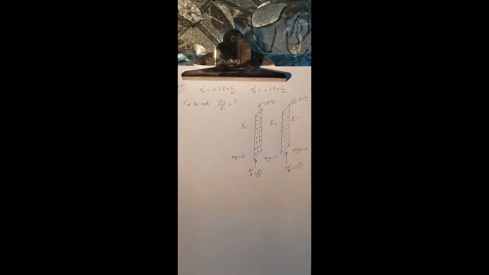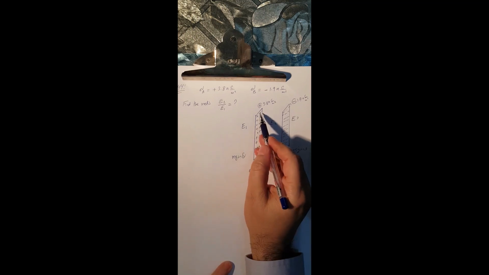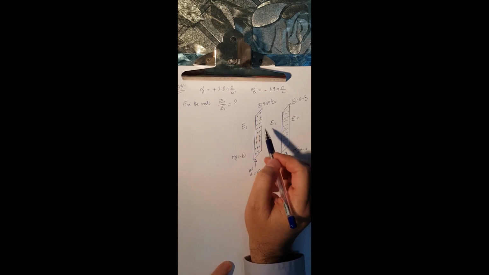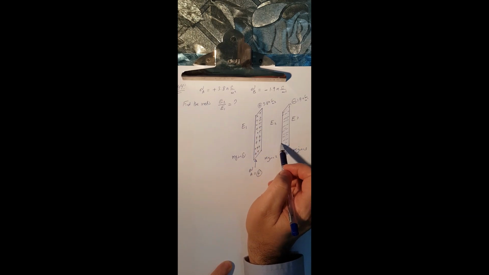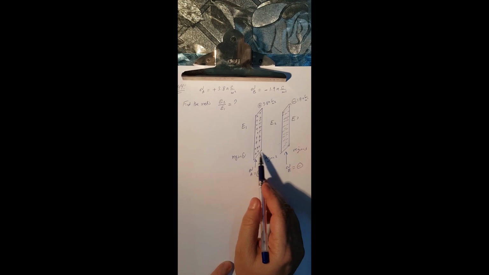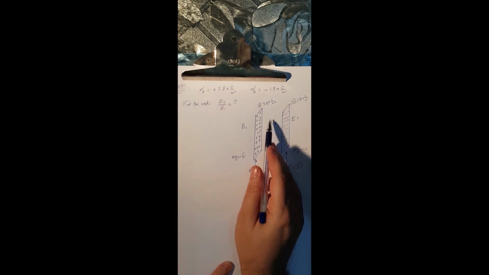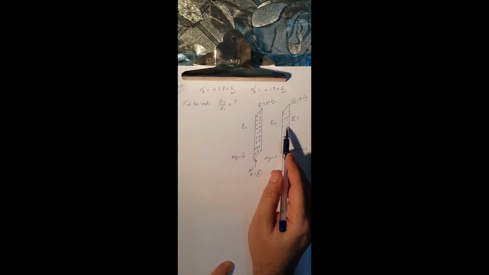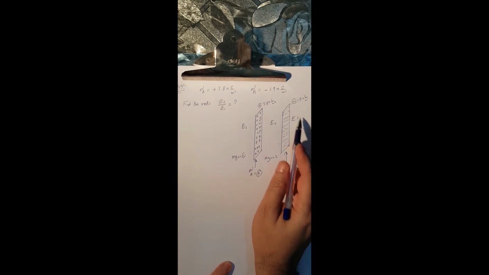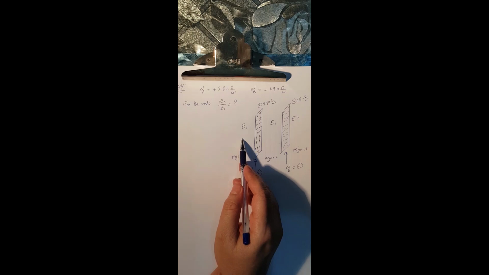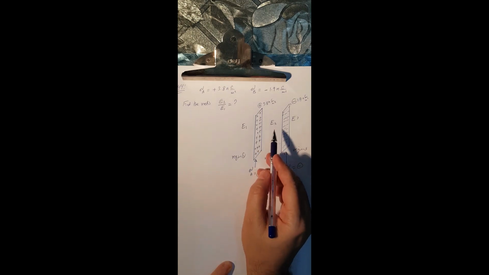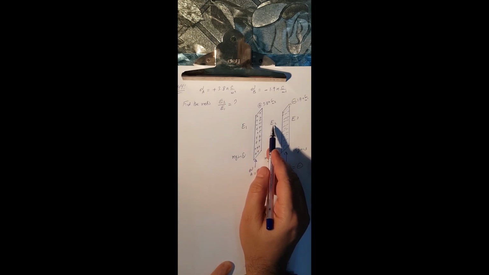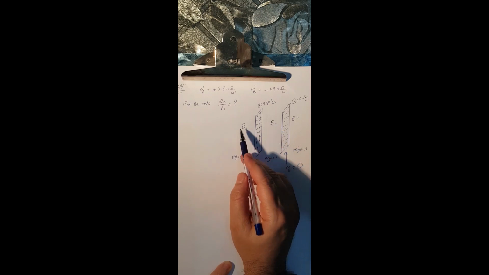Okay, so let's start here. Looking at the question, we have two plates, one charged positive, one charged negative, with a distance between them. This area between them we call region 2. Behind the negative plate is region 3, and behind the positive plate is region 1. The question says find the ratio of the electric field E2 over E1.